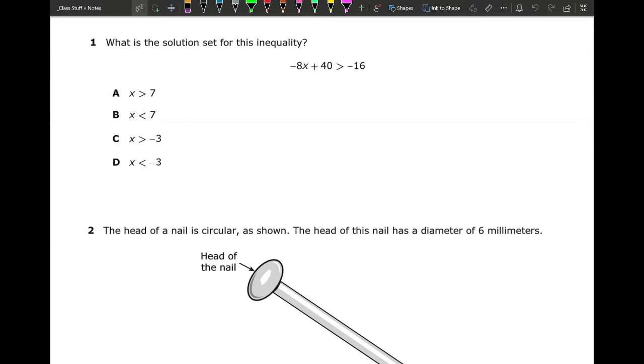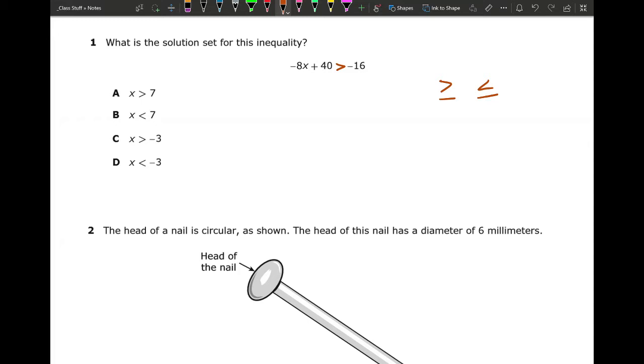So number one, it says, what is the solution set for this inequality? And we have the inequality, negative 8x plus 40 is greater than negative 16. The first thing that we have to look at whenever we have questions like this with multiple choice answers is the signs. In this case, this is the sign given to me. Look at the answer choices, because if an answer choice has the wrong sign, you know that's not going to be your answer. In this case, we don't have that case.